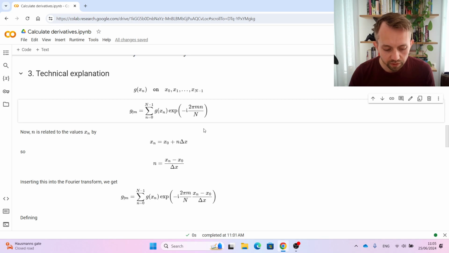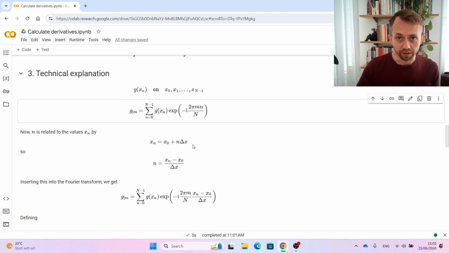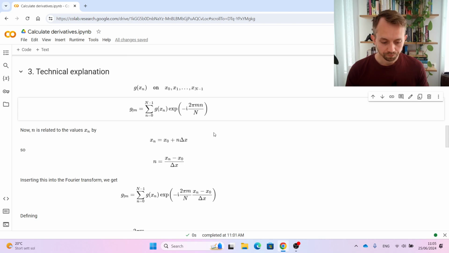Now, in order to see how we get from here to the derivative, we're going to see that this xn point here is related to this n value, since the xn value is the 0th x value plus n times delta x, where delta x is the step length in the function.